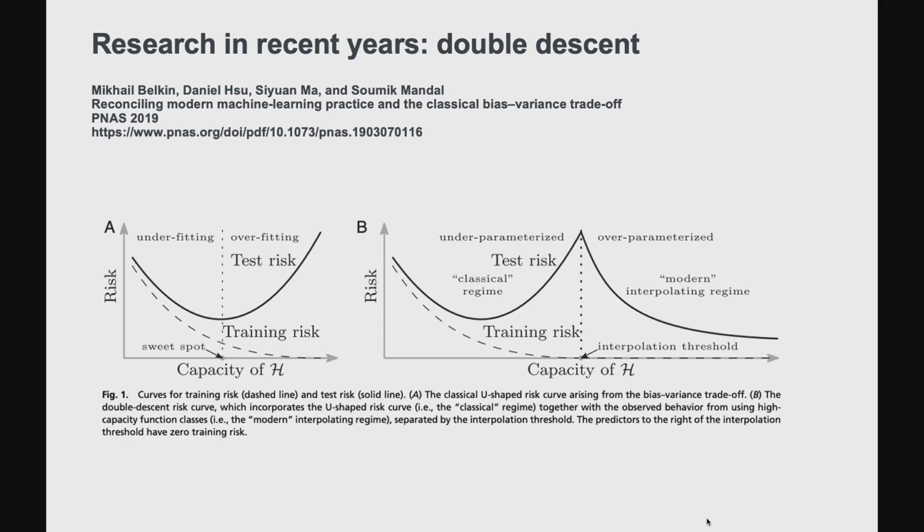Okay, so this is the classical picture, and now people have started, only about 5 years ago or so, to look at even more expressive models. Under certain circumstances, they observe that the error first goes down as the capacity increases. Then it goes up, for the reasons I just explained to you. And after some threshold, it goes down again.